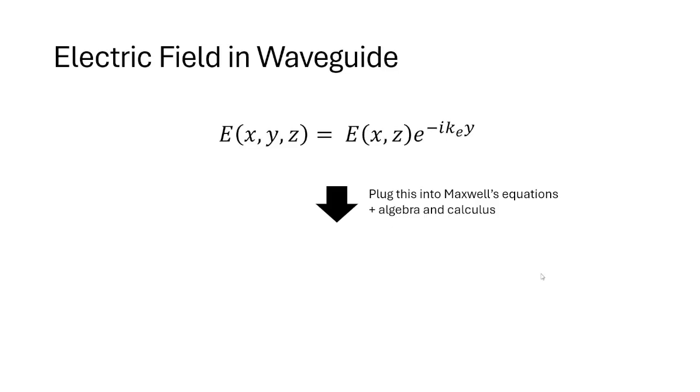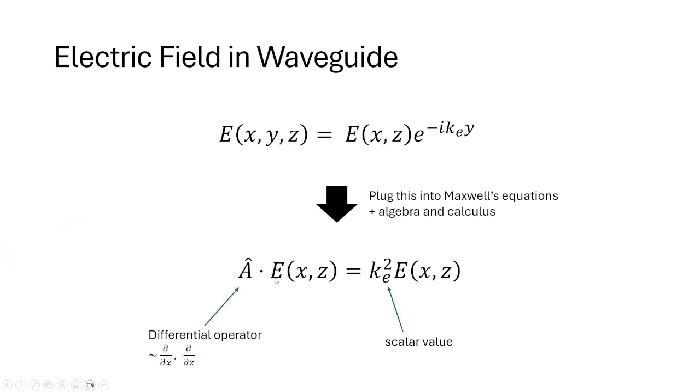Because books and Dr. Raymond have done this already, I'm going to avoid the math and simplify stuff here. In the end, after we plug this into Maxwell's equations, we get something that looks like this. We have some sort of differential operator, which depends on our x and z derivatives, and it operates on our electric field, E at xz. This is equal to k, our effective wave number squared, multiplied again by the electric field at xz. So we have some operator operating on E equal to some scalar value multiplied by E.